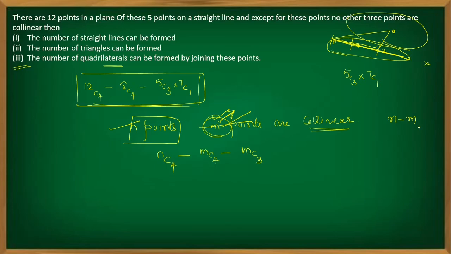Totally n points, m points are collinear, so the remaining points are n minus m. From this, you select 1 point, like in this particular problem, 3 points from 5 collinear points and 1 point from the remaining 12 minus 5, that is 7, so 7C1. Here the remaining means n minus m C1. So this gives you the number of quadrilaterals that can be formed.